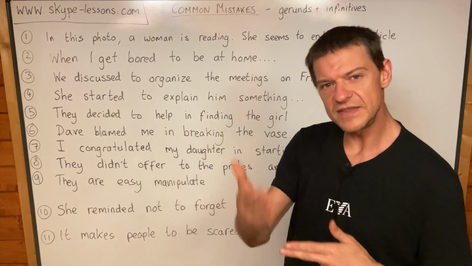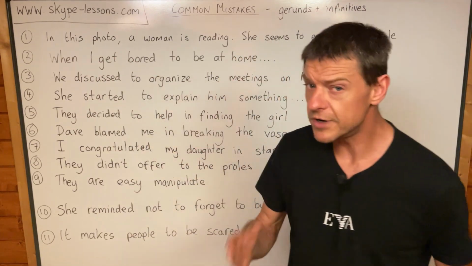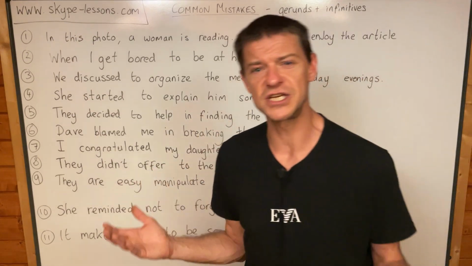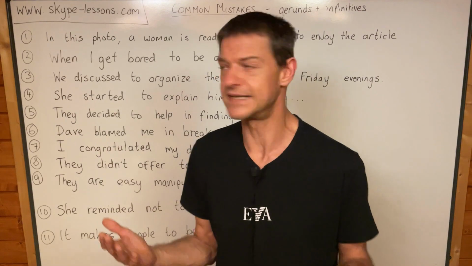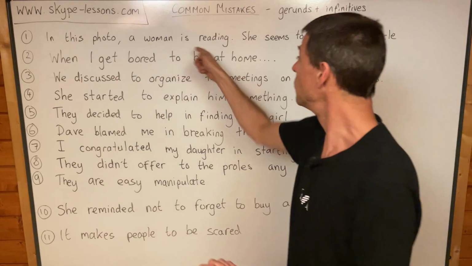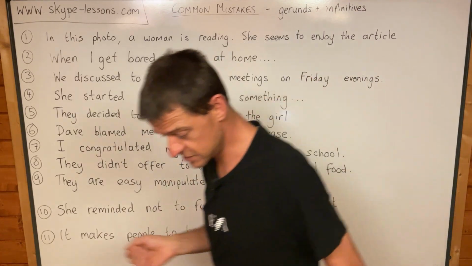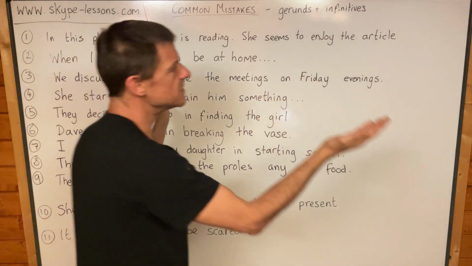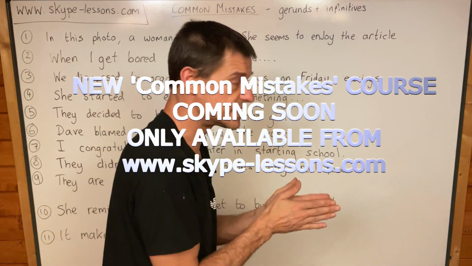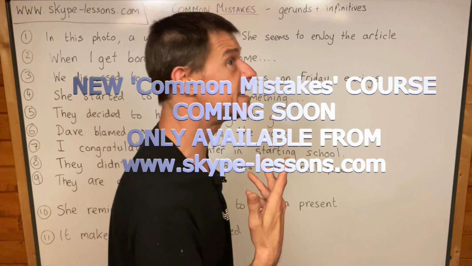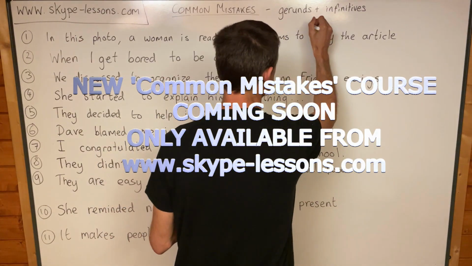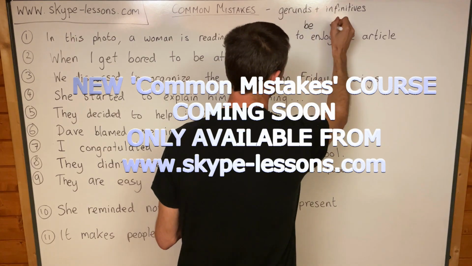And so if you're in this exam and you're describing a photo, you want to get out your complex forms. You want to get out all of your flashy sentences and your complicated pieces of grammar. And so look at this sentence. In this photo, a woman is reading. Okay, so far so good. She seems to enjoy the article. The photo showed a woman who was reading an article, and the woman seemed to be enjoying the article. You see what I'm doing, guys? She seems to be enjoying the article.